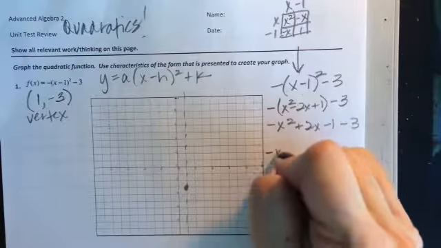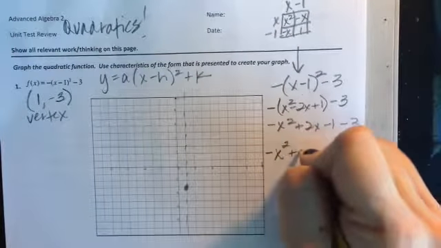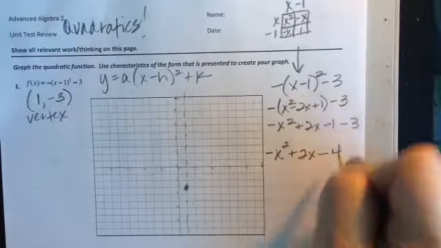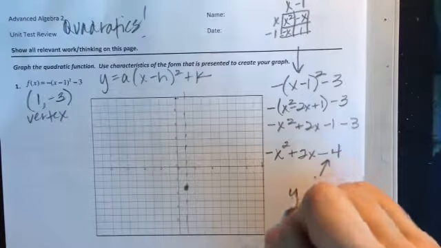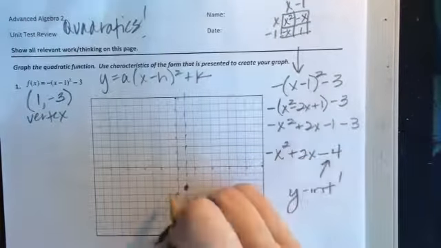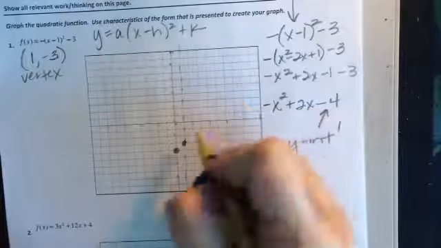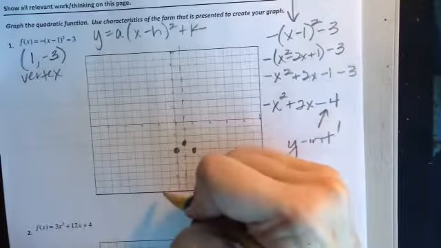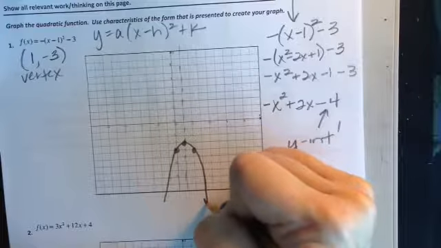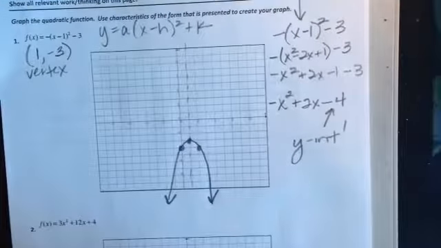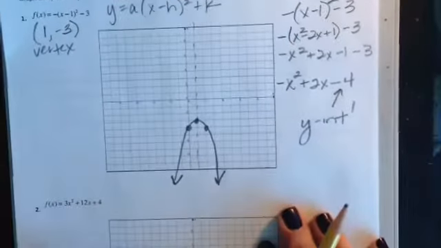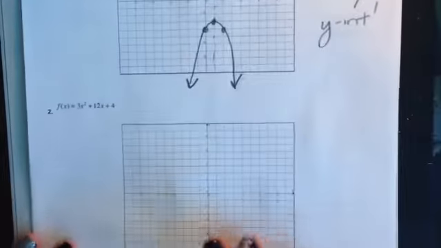So in standard form, this quadratic is negative x squared plus 2x minus 4. That puts my y-intercept at negative 4. I'm going to put that on my graph, come across the axis of symmetry, and I've got my points to plot. You could have found different points on the graph. Make sure that you have evidence in place.